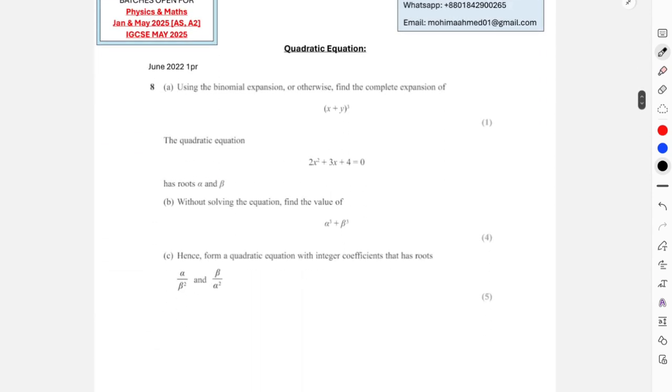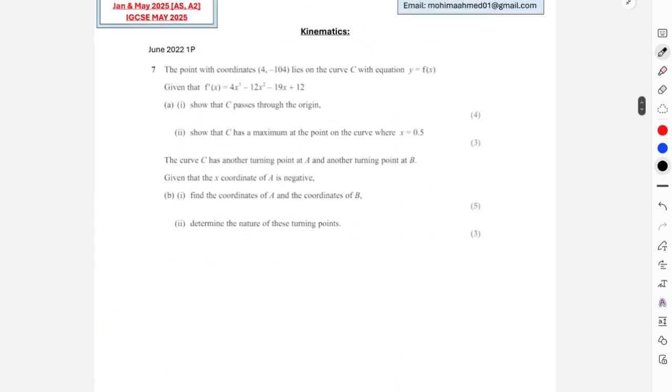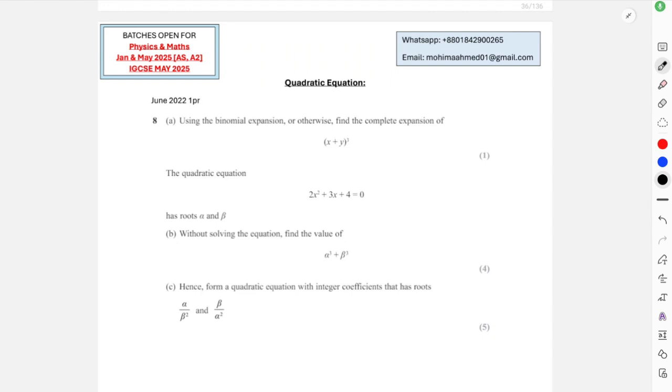This is also quadratic equation. Okay, we'll start with the quadratic. I think I could only find one quadratic equation, and then we'll move on to kinematics. Okay, so this is quadratic equation. They are saying that use binomial expansion to expand these and show that this can be written in this format.